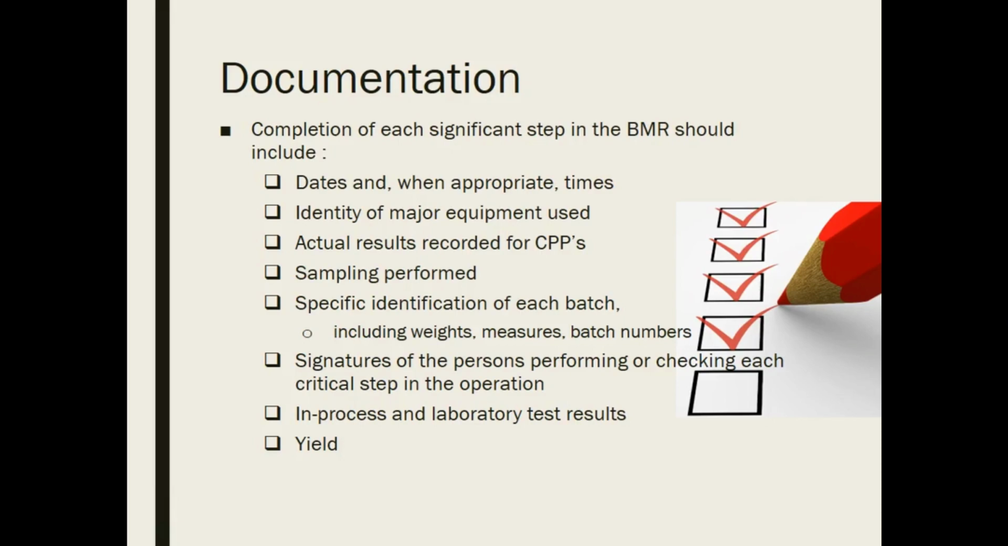Specific identification of each batch, including weights, measures and batch numbers of raw materials, intermediates or any reprocessed material used during the manufacturing. Signatures of the persons performing and directly supervising or checking each critical step in the operation need to be included. In-process testing or laboratory testing results need to be included in the BMR, along with the actual yield at appropriate phases or times in the process.